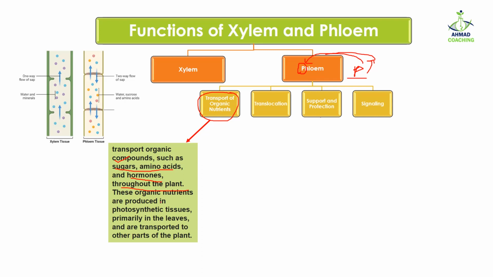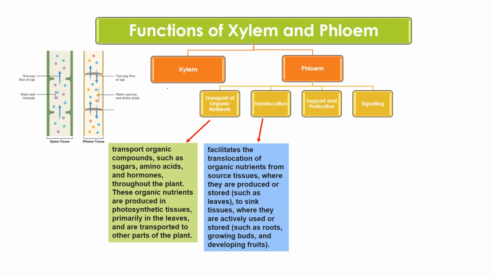So these nutrients are produced in the photosynthetic tissues such as leaves, as I already told you, and then they are transported to the other parts of the plants. So here we can see this is a two-way movement. The leaves are going to produce the sugar. The phloem is going to take it to different parts of the plant, as well as, for example, if some leaves are here, then they are going to produce the sugar and they can move upward. So it's a two-way movement.